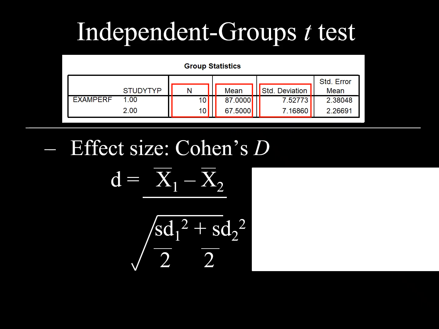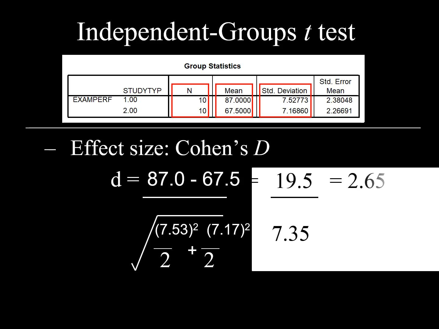So if we actually plug and chug those equations, we can get all that information from right here in the descriptive statistics. We're going to replace our means with the means of the group, 87 minus 67.5. We're going to replace the standard deviations with, again, 7.53 squared and 7.17 squared divided by 2. If we do that equation, what we get is the top of the equation is 19.5, and the bottom of the equation, again, we're taking the square of 7.53 divided by 2, adding it to the square of 7.17 divided by 2, and then we're taking that value and taking the square root. That turns out to be 7.35. So 19.5 divided by 7.35 is 2.65. That is our effect size of this difference. Our Cohen's d is 2.65.